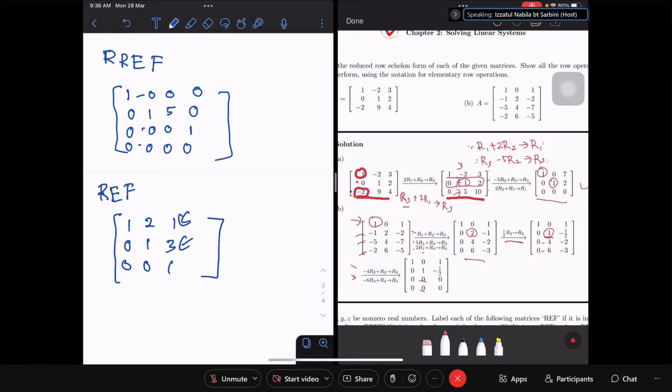But you need to check. Is there any other leading 1? Tak ada kan? So this one just leave it macam tu lah because it's not in the same column with the leading 1. So this is RREF.